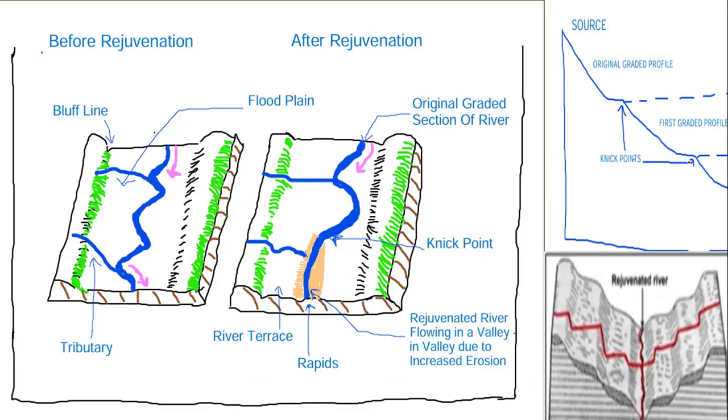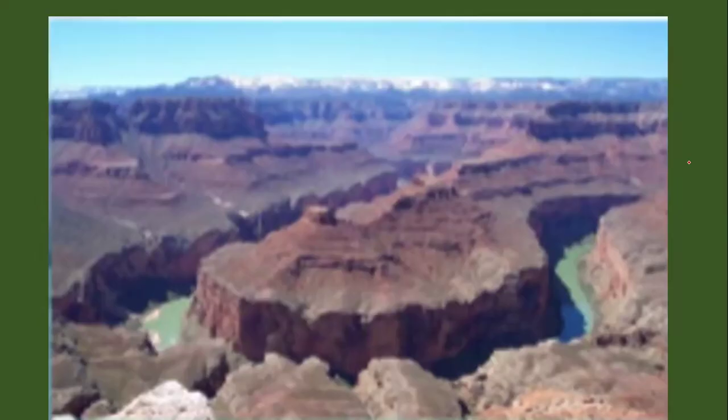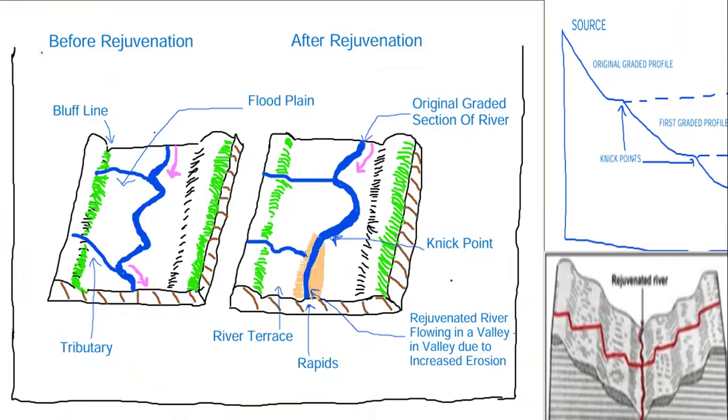Another feature formed is incised meanders. These are found along the floodplains in the lower course of the river, where lateral erosion is greater than the vertical erosion. But during rejuvenation, vertical erosion dominates. This results in steep-sided meanders, which are cut into the floodplains.